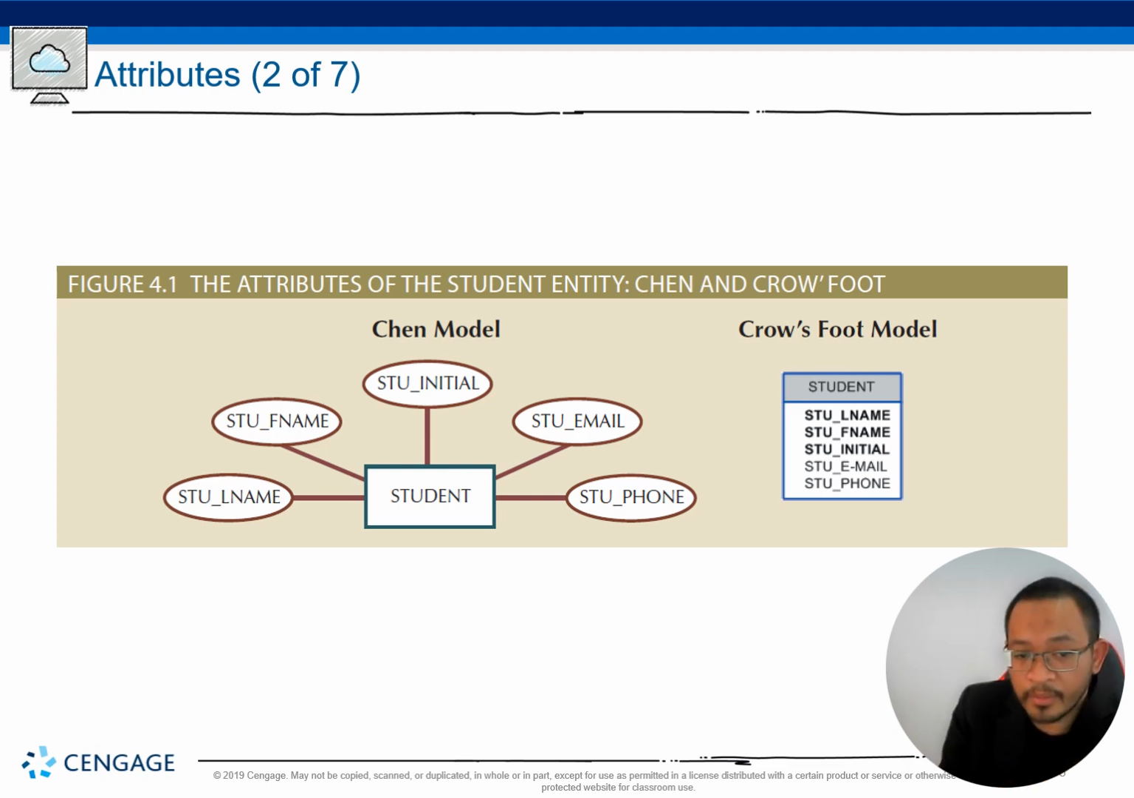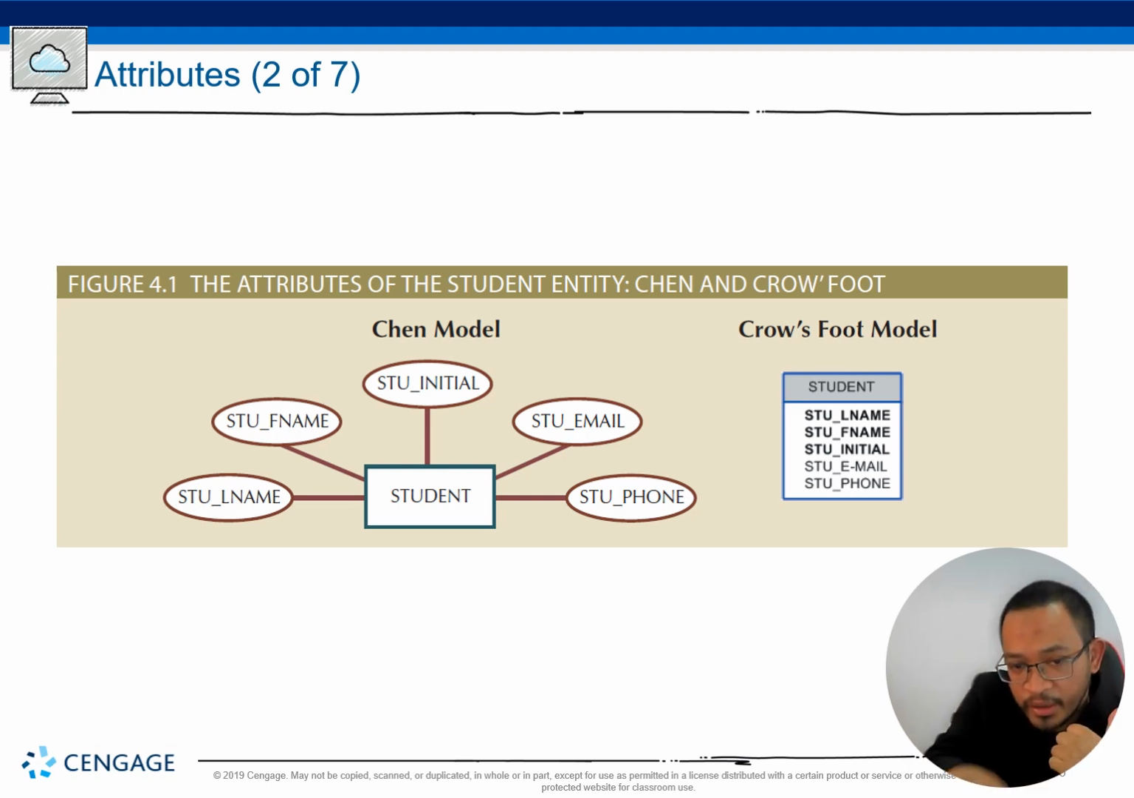Student, we have name, first name, last name. That depends on how you want to develop your system. For example, in Malaysia, we don't usually use first name and last name. So maybe you can just put the name into one column or one attribute. Then initial, student email and student phone, or whatever else you can use for a student. Okay, IC number.